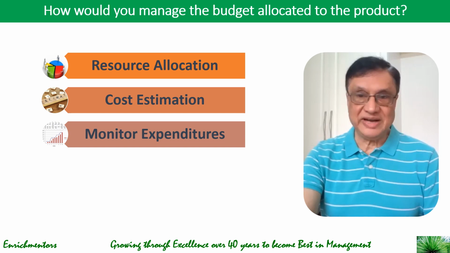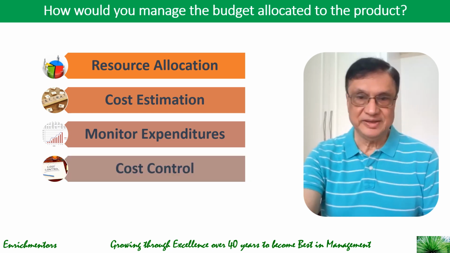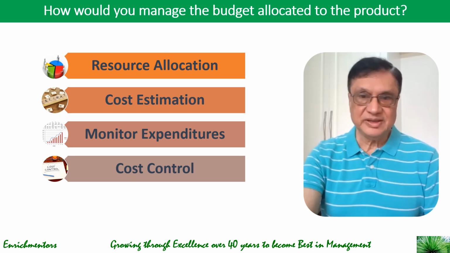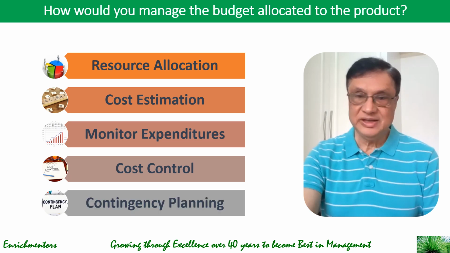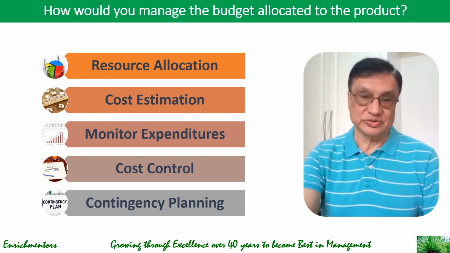Implement a system for tracking and monitoring budget expenditure in real time, and this will help you stay on top of your expenses and identify potential overspending. Establish cost control procedures to prevent budget overruns. Regularly review and assess spending against the budget plan and make adjustments as and when needed. Develop a contingency plan for unforeseen expenses or emergencies that may arise. Set aside a portion of the budget as a contingency fund to address unexpected issues.